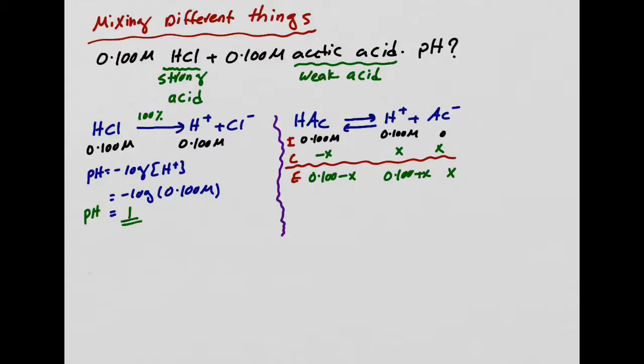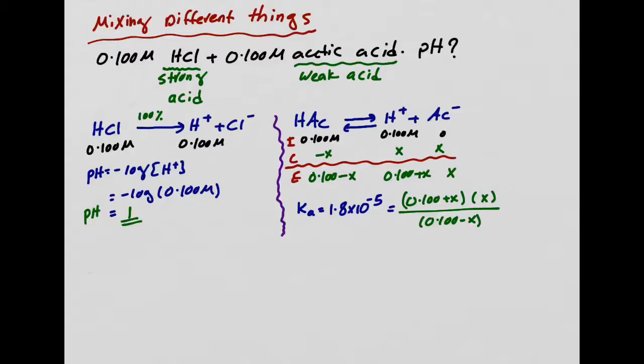Every time you have weak acid or base equilibrium, you have an ice table, and you also need a Ka value. The Ka value for acetic acid, we've done it before, is 1.8 times 10 to the minus 5. And what is that going to equal? Product over reactant, so 0.100 plus x, and x over 0.100 minus x.